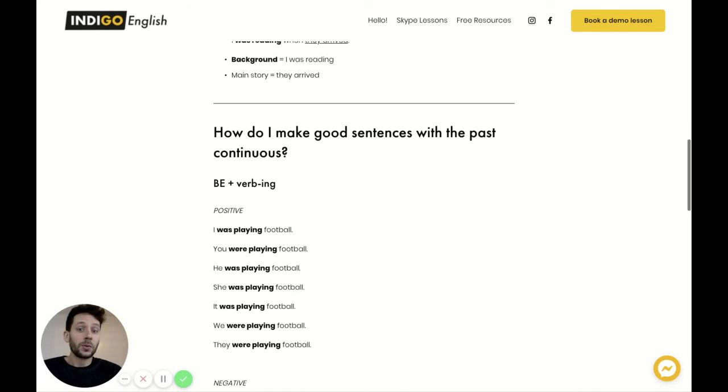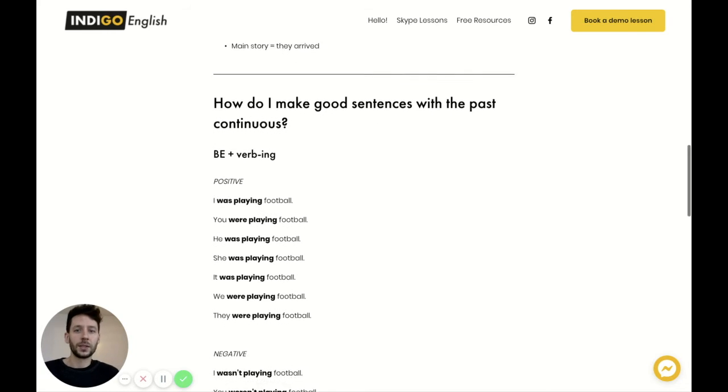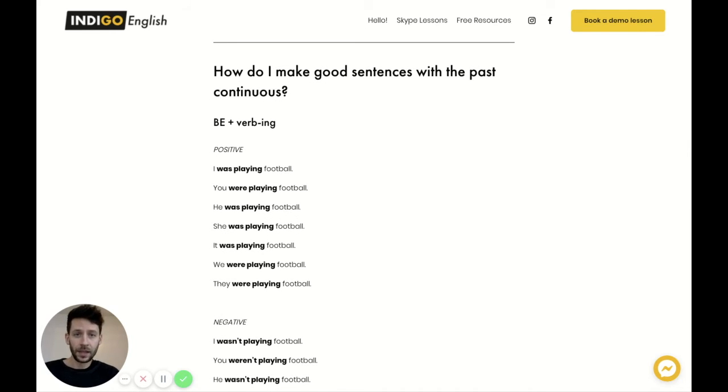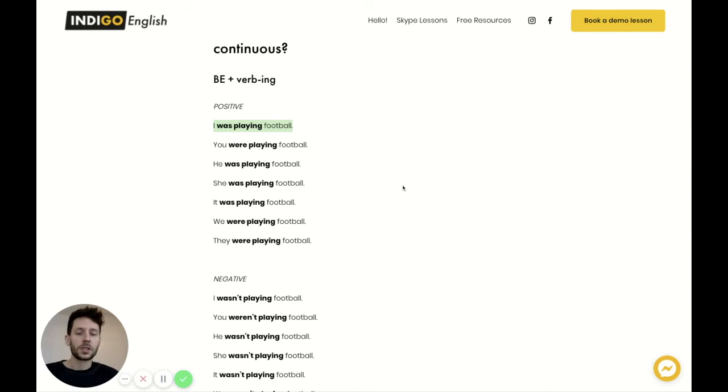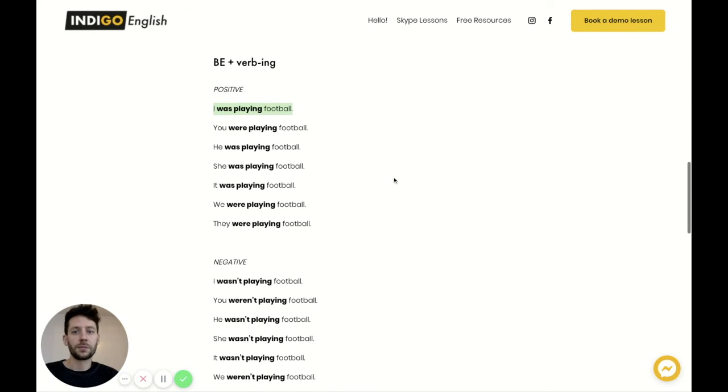Okay, so how do we make good sentences with the past continuous? We need the verb be and we need the verb with ing on the end. Let's have a look at these positive examples here. So I was playing football. That's the verb be in the past and then the verb ing. Those are the only two things that we need in the verb. We need to change the verb be for different people. So I was, you were, he, she, it was, and we and they were. So that's the part that we need to change.